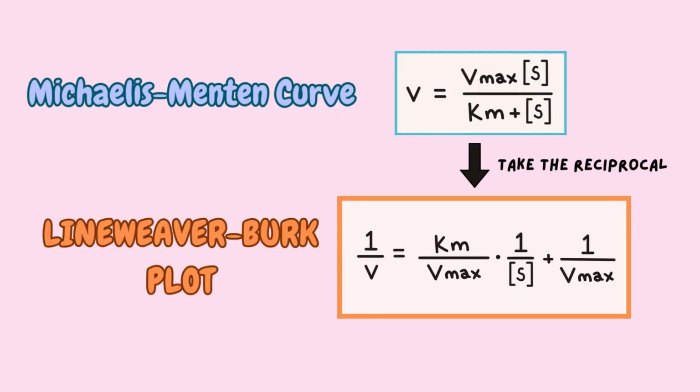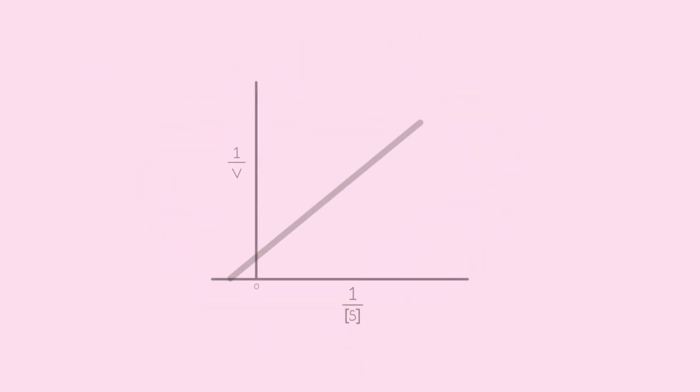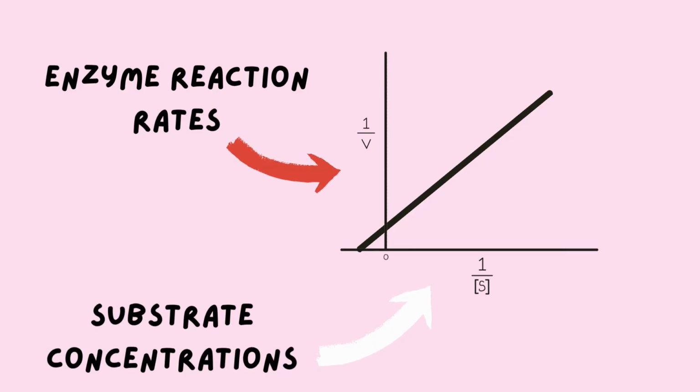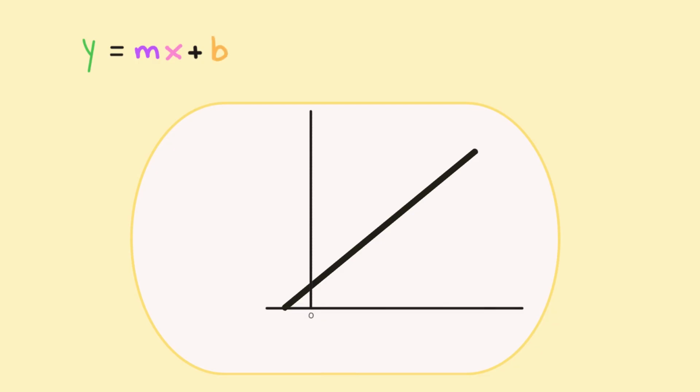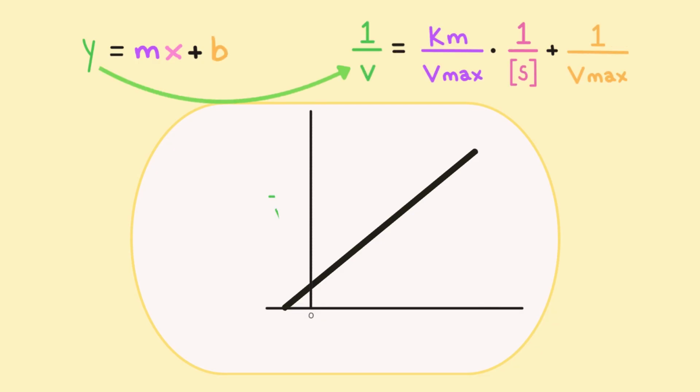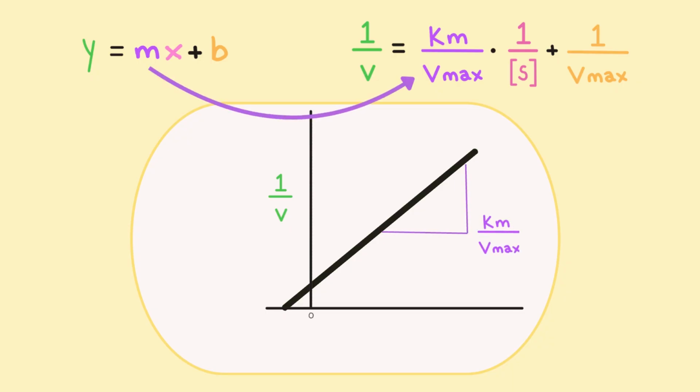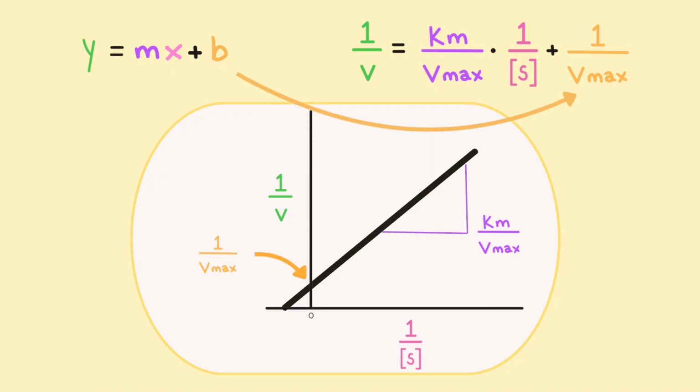Basically, they take the reciprocal of the curve equation, so you plot 1 over the reaction speed against 1 over the substrate concentration. Boom! Now it's a straight line, and it's way easier to analyze the relationship between enzyme reaction rates and substrate concentrations. To form this straight line, we use y equals mx plus b. The y is the inverse of the reaction velocity, 1 over v. The slope, m, is Km over Vmax. X is the inverse of the substrate concentration, 1 over s. The y-intercept, b, is 1 over Vmax, and the x-intercept is negative 1 over Km.